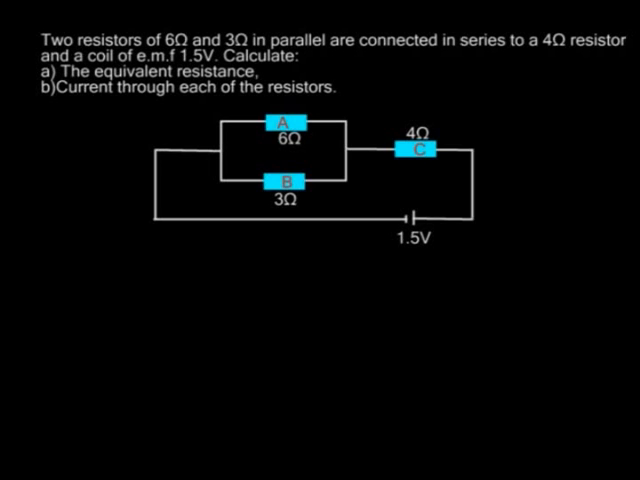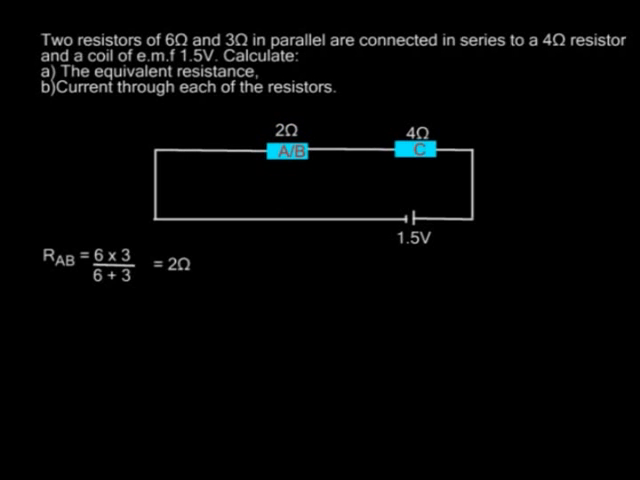In the solution, resistance of AB is equal to 6 × 3/(6 + 3), which gives us 2 ohms, because the two resistors are connected in parallel. Now the combined resistance, which gave us 2 ohms, is connected in series to the 4 ohm resistor, and therefore the equivalent resistance is 2 + 4, which gives us 6 ohms.